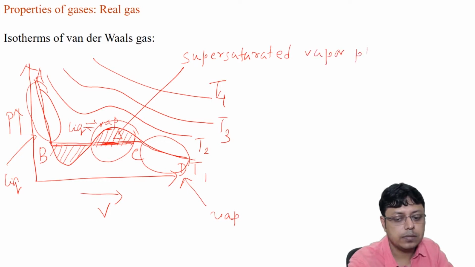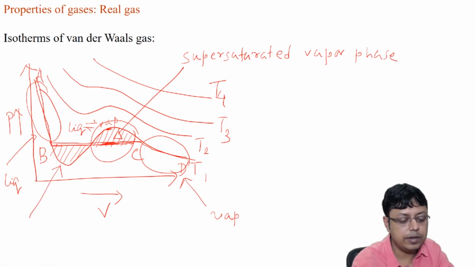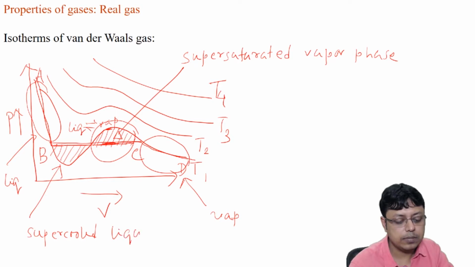Vapor phase. Similarly, the deep region or the trough region is called the supercooled liquid phase.